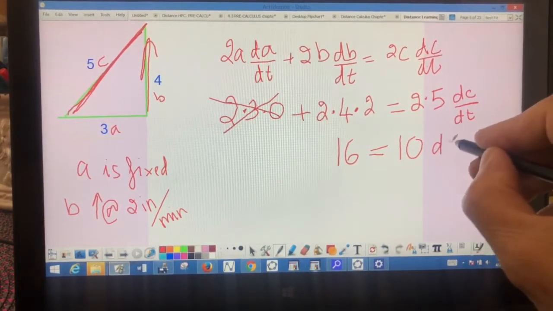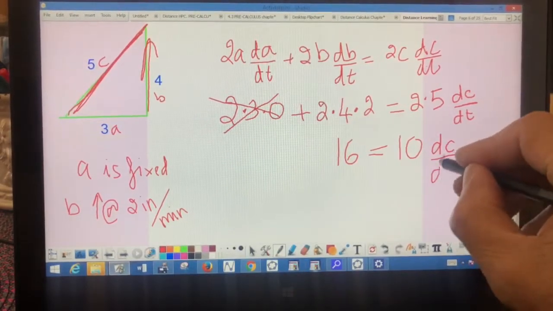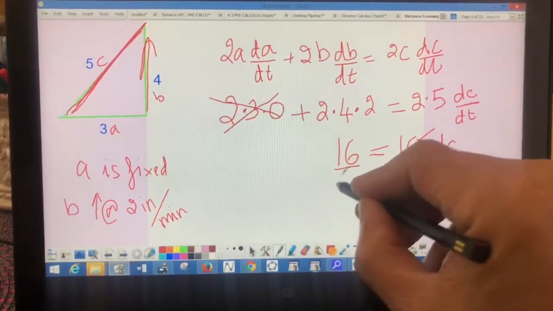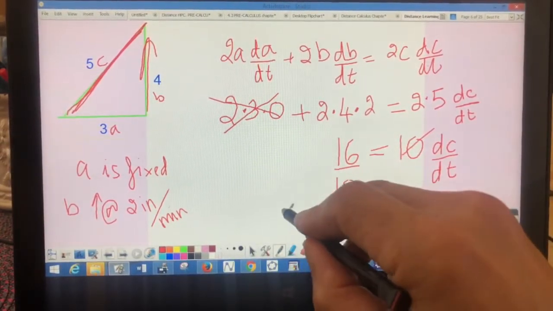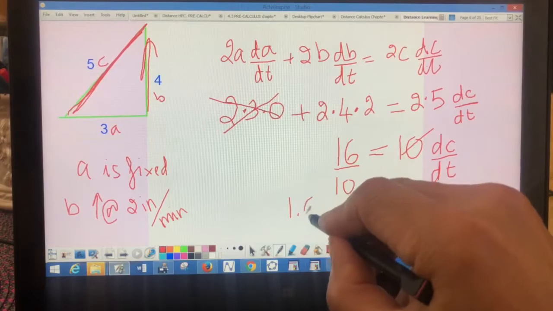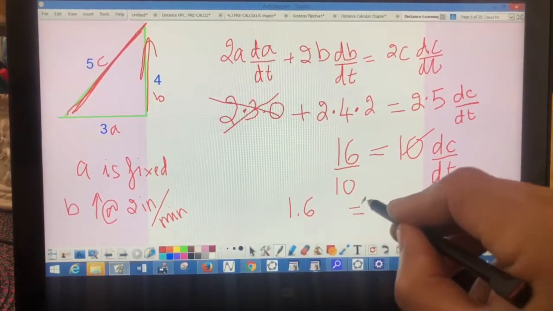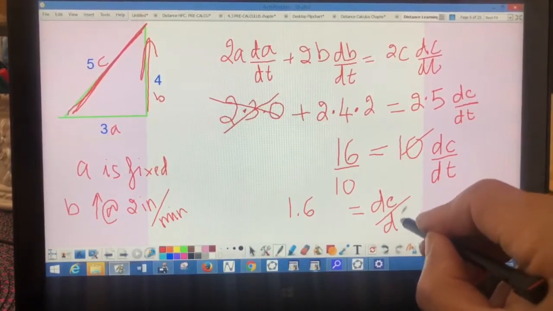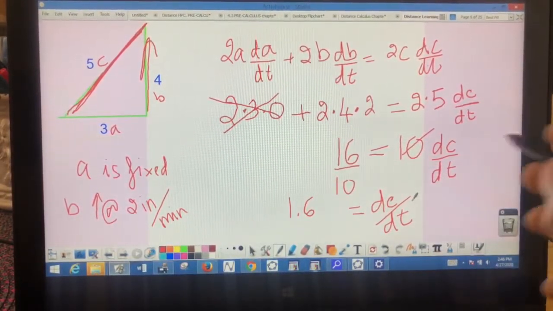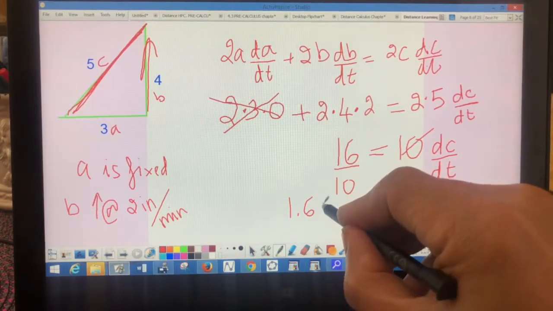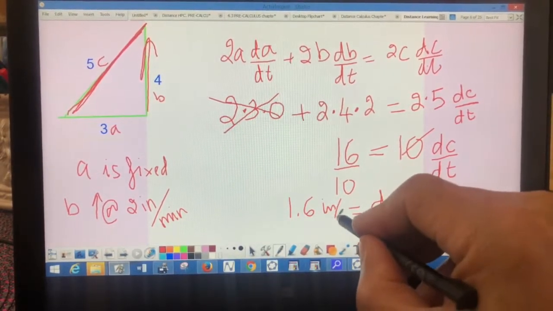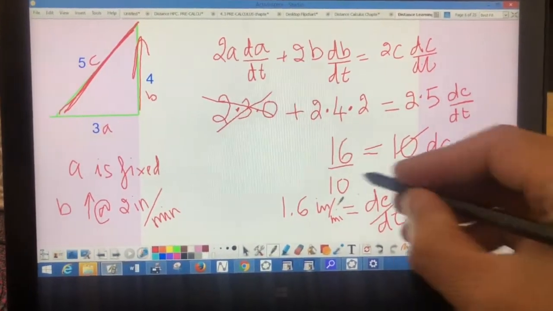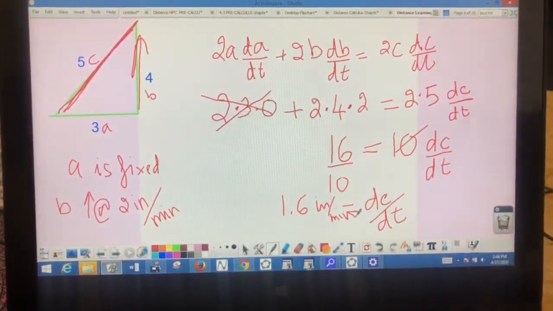Then you get your dc dt. So to solve for dc dt, just simply divide by 10 there. So you got 1.6. 1.6 is the change of the length C over time. Okay, so that means you got inches per minute. That's what that is. So we solved that problem.